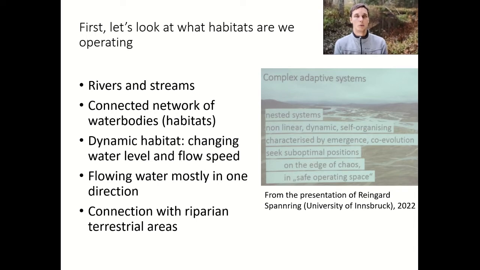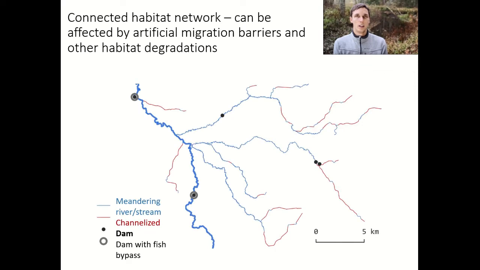Let's start from further away and then look at these habitats more closely. The keywords are connected network, dynamic, water flow in one direction, and strong connectivity with the riparian areas. When we look at the map, we can see that rivers and streams form connected networks. There are small headwater streams that flow to bigger rivers. The flow goes downstream, so it is in one direction, which is important if we consider the movement of different particles and also the species that live in these habitats.